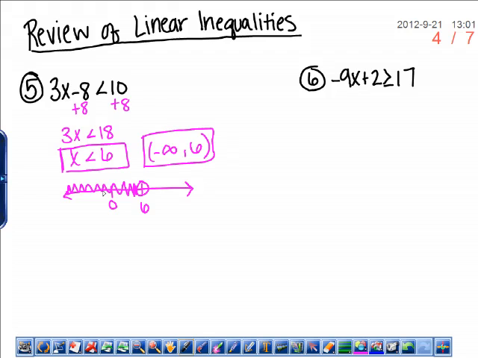Question, Reese? When do you switch the inequality? Like, when you change the symbol? We're going to see that in number 6. So let's go ahead and solve number 6.